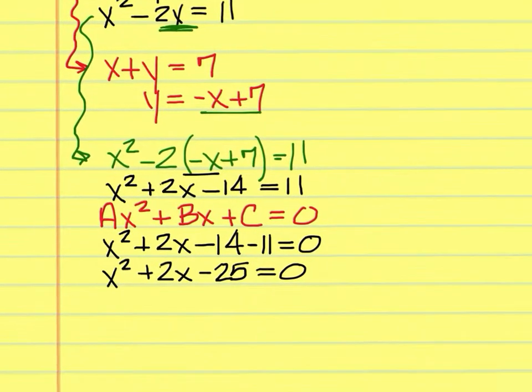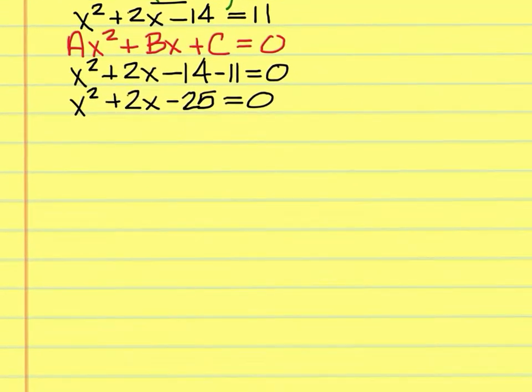From here, we have to figure out what's the best way to solve this quadratic equation. Should it be completing the square, quadratic formula, factoring? The factors of 25 are 1 and 25 and 5 and 5, and in no way can you get a positive 2 out of adding any of those factors together.